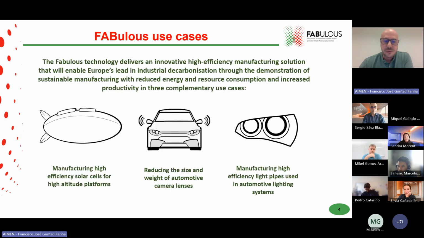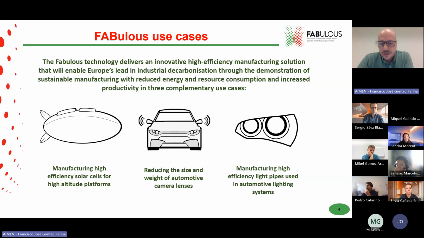As I mentioned, we have 3 different use cases. The first of them is based on the manufacturing of high-efficiency solar cells for high-altitude platforms. The idea in this use case is to fabricate metal surfaces that can enhance the way that light is used in these solar cells. If we fabricate more efficient solar cells, we can reduce the amount of time that these high-altitude platforms, which are used for broadband communications, have to come down from this high altitude to be refueled. So by enhancing the efficiency, we can reduce the amount of fuel that is used for these high-altitude platforms.